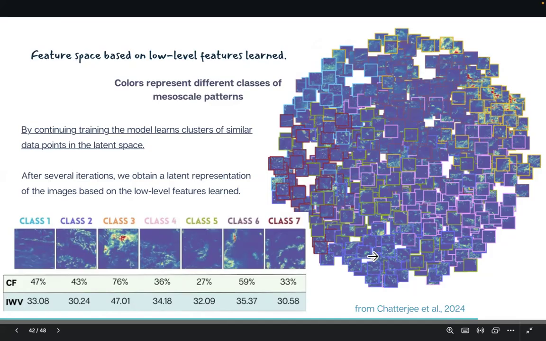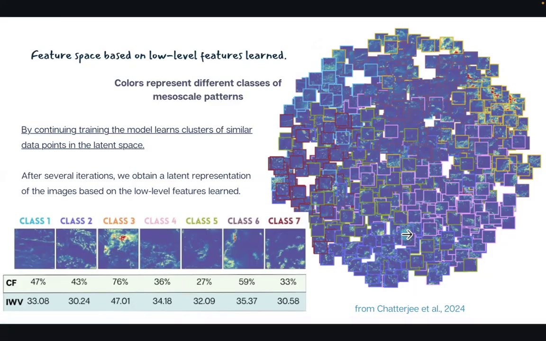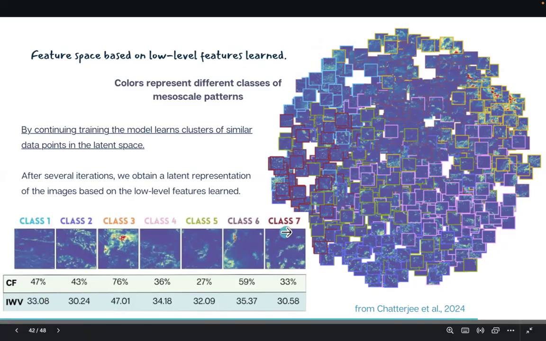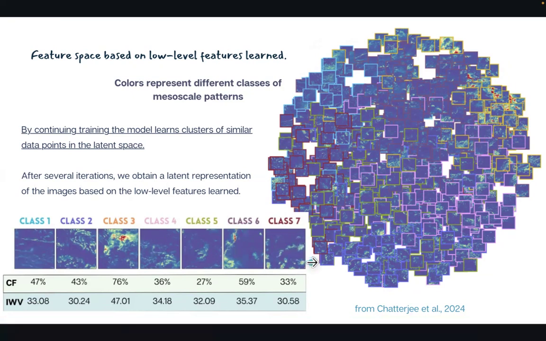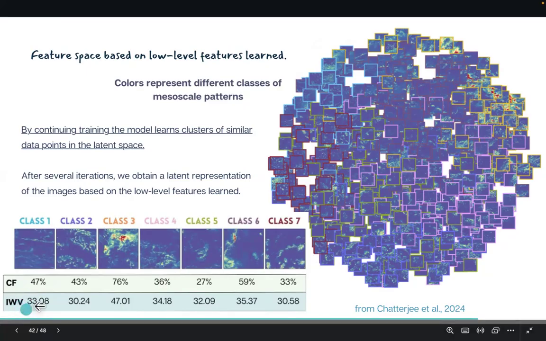So the model was somehow able to group similar images in different areas of this feature space. What we could also do is to basically identify discrete classes from this feature space. And these are the classes that we could identify from 1 to 7. And we could also estimate some physical properties of these classes. For example, there's cloud fraction and integrated water vapor.